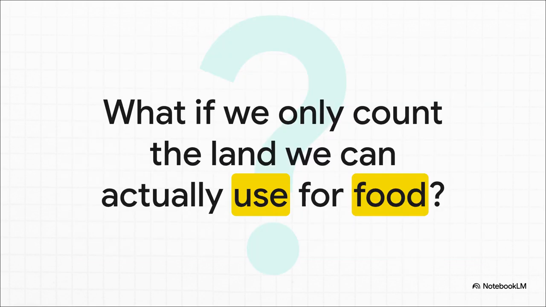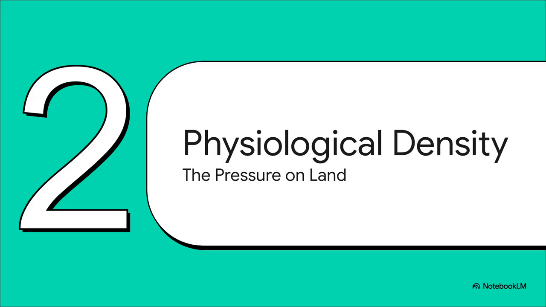So that number, it doesn't capture the real-life feeling of being crowded at all. So that gets you thinking, right? What if we tweaked the calculation? What if, instead of looking at all the land, we only counted the land we can actually use to grow food and support everybody? And that question leads us right to our second lens, physiological density. And trust me, this is where we start to see where the real pressure is.